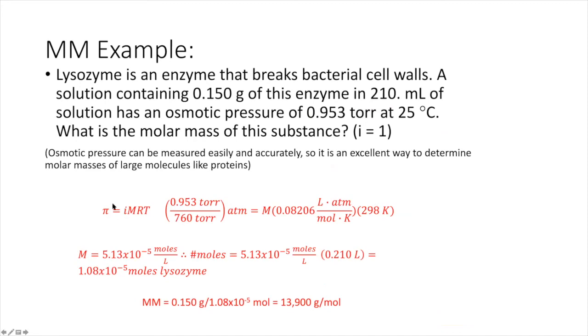Okay, so again, using this equation, calculating the osmotic pressure in units of atmospheres, generating molarity, getting the number of moles. So this is the number of moles of the enzyme, and then the mass of the enzyme divided by the number of moles of the enzyme gives you the molar mass, which in this case is 13,900. And remember, that's a reasonable number because enzymes are proteins, and proteins are very large molecules, and therefore they're going to have very large molar mass.